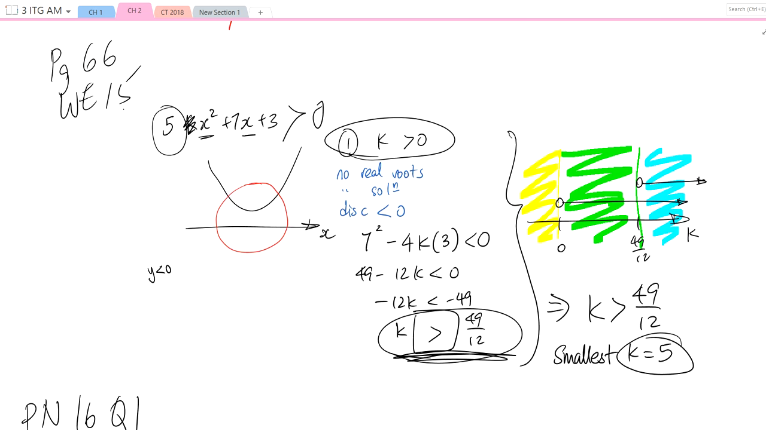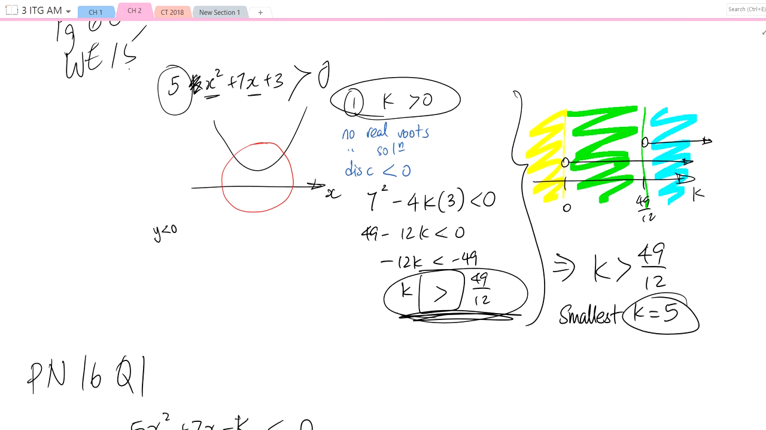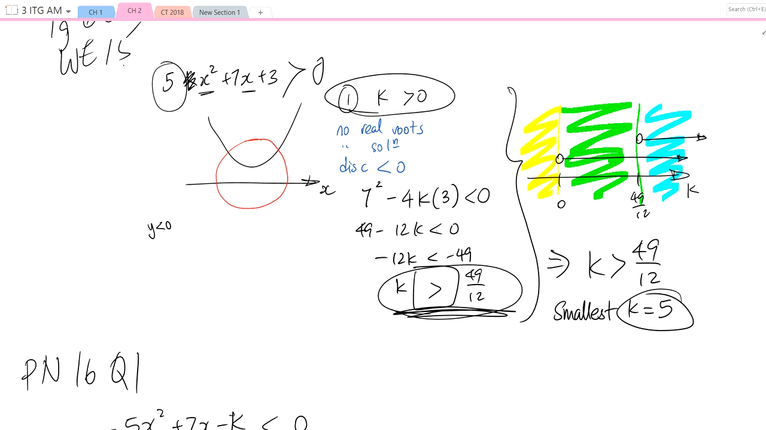Okay, I want you to take a look at work example 15 and what you have just done. Look at the two questions. What's the difference between these two questions besides the expression being different? Parabola opening up, parabola opening down. What else did they say? They want the expression to always be, in work example 15, always be what? Positive. In practice now 16, they want it to be always? Negative.